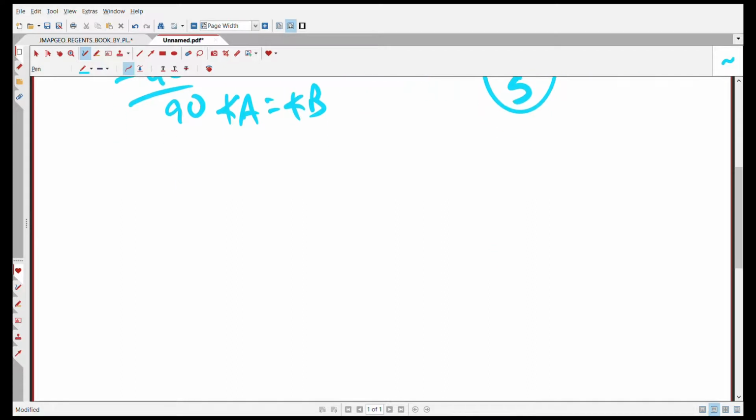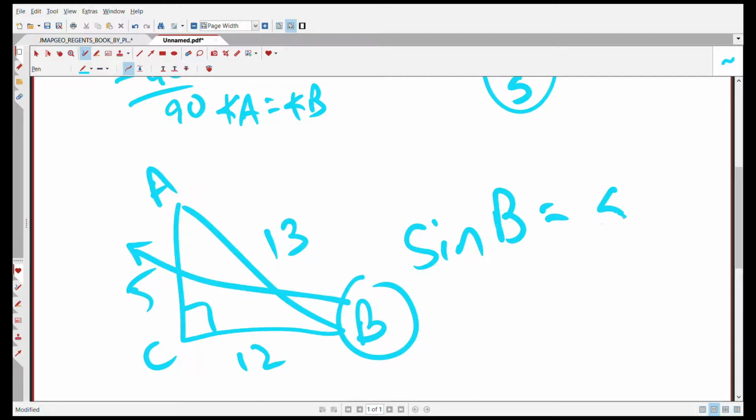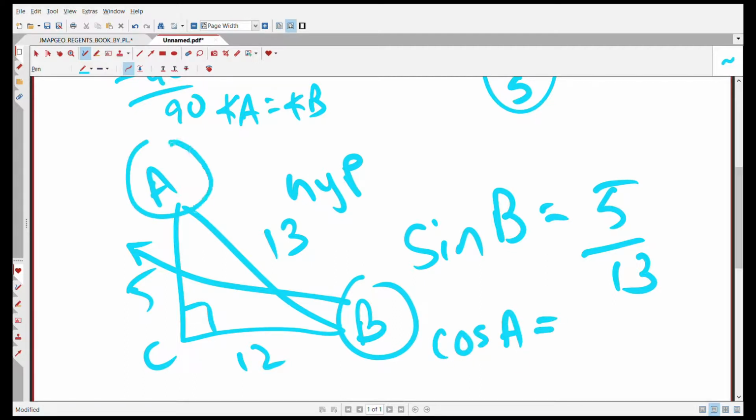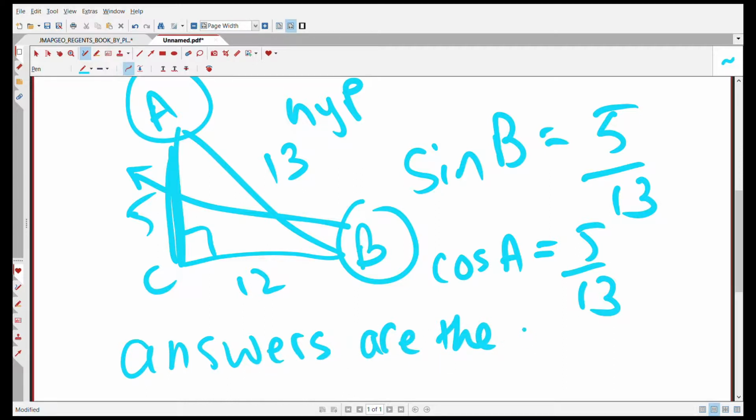Now, I'm going to give another one. Let's just say we have a 5, 12, 13 triple, which you should know. What's the sine of B? Sine of B means you go to angle B and you go opposite over hypotenuse. Now, what's the cos of A? Go to angle A and you do adjacent over hypotenuse. Now, notice the answers are the same if the angles add up to 90.